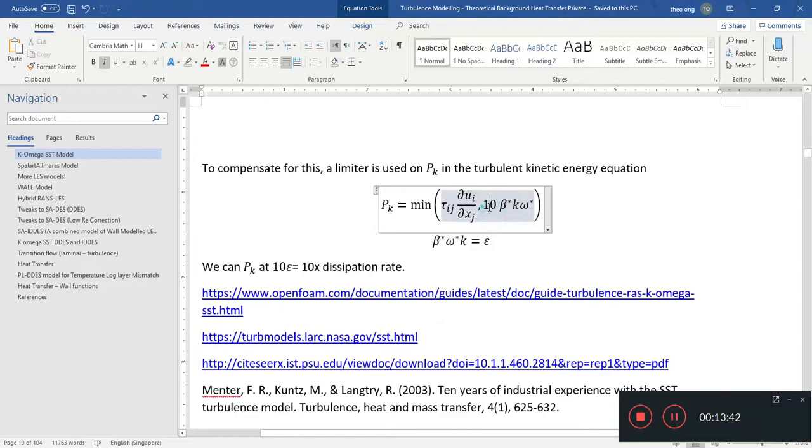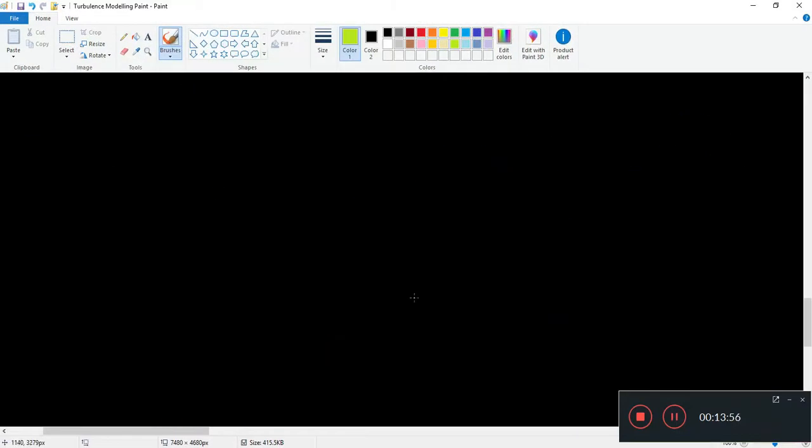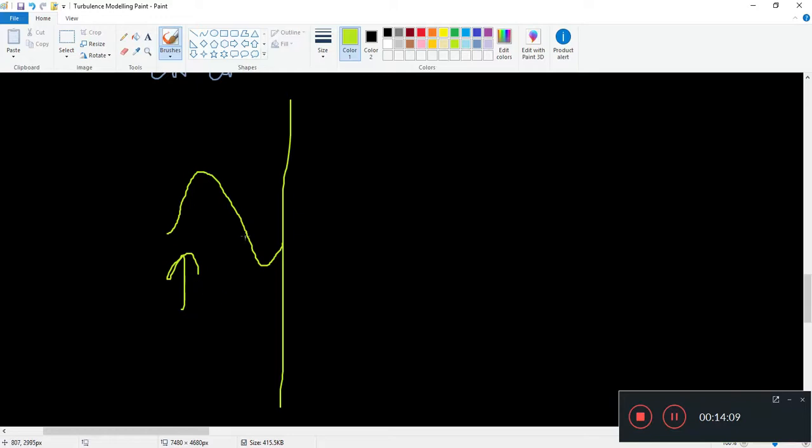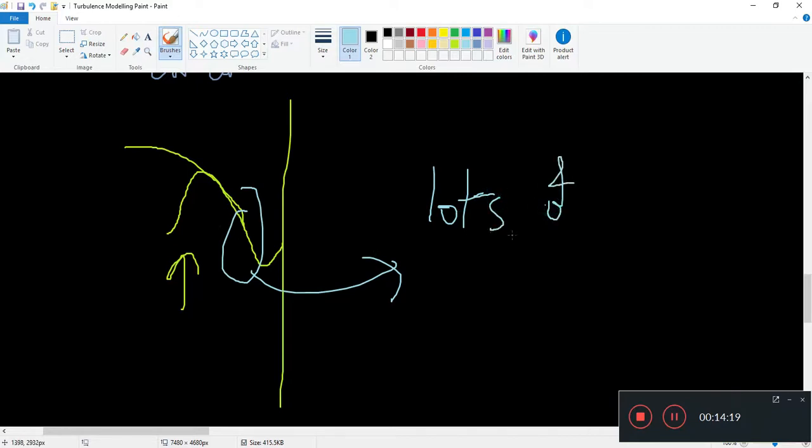So what happens if you have this limiter around? Let's say you have natural convection cases, because you have this limiter, it doesn't provide enough turbulence in this region, right? You have natural convection going up, or rather you have this turbulent mixed convection. So there's a mean flow going up here, then this natural convection going down. There'll be lots of mixing in this boundary layer, lots of turbulence production.